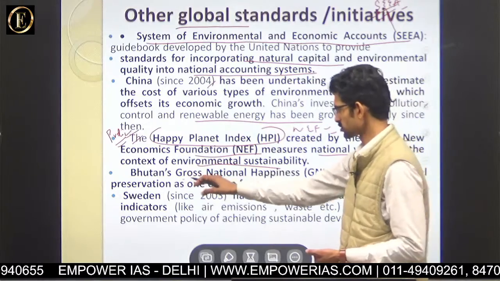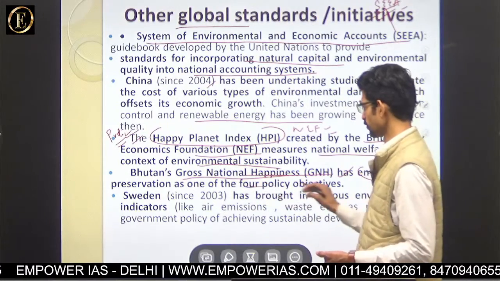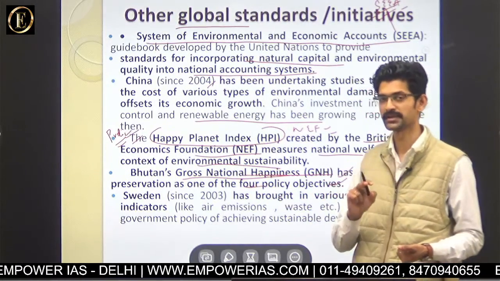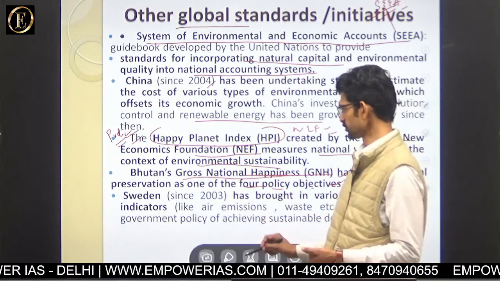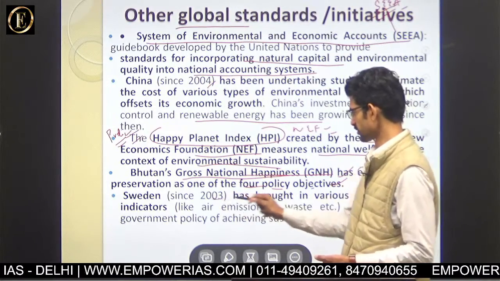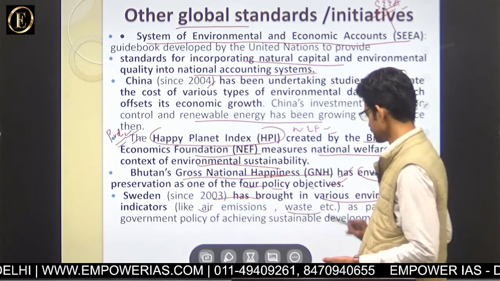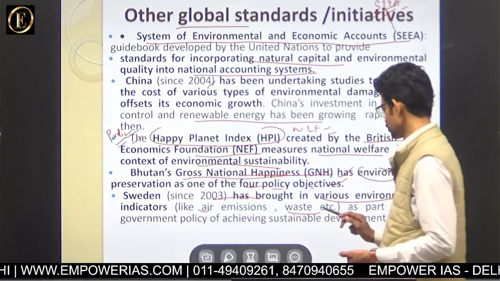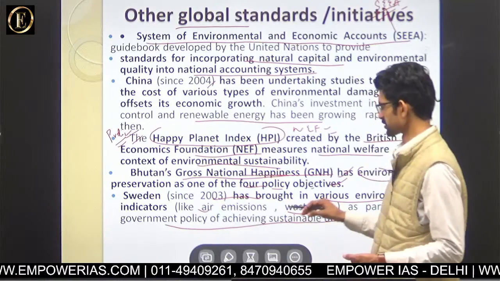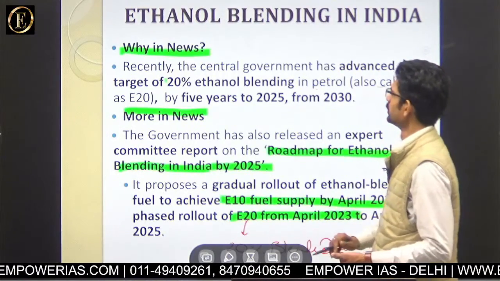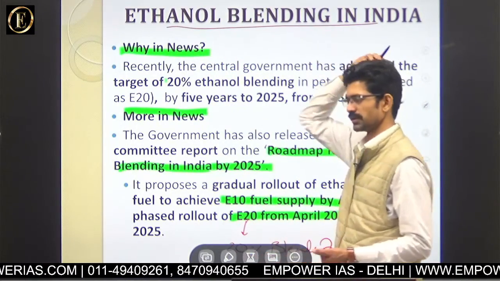Now, Bhutan's Gross National Happiness Index also shows environmental preservation leading to the development of human happiness and quality of life. So, it has 4 policy objectives, which goes for Sweden in 2003, into the various environmental indicators like air emission, waste generation, water pollution, soil degradation and so on, which makes for government policy achieving sustainable development measures.